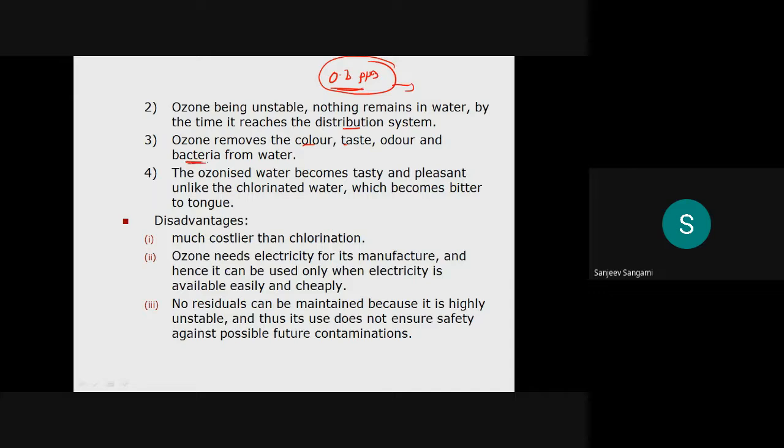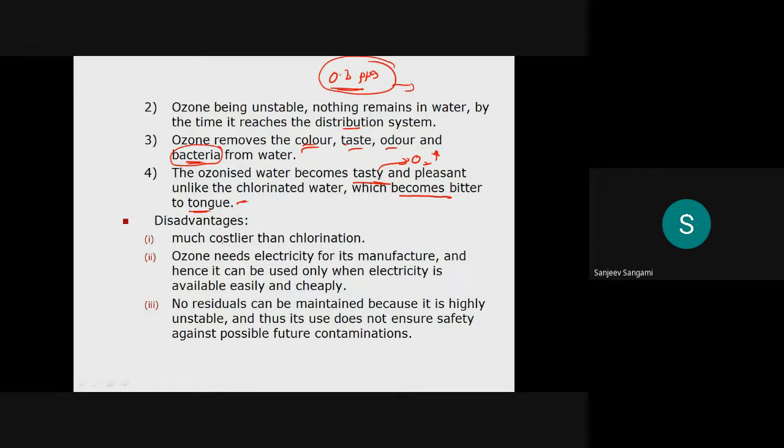Other than the pathogens, of course, it is a very good disinfectant. Other than this, it is going to remove color, taste, as well as the odor. The ozonized water becomes tasty and pleasant, unlike the chlorinated water, which becomes bitter and tainted. Normally, the ozonated water will be tasty because the oxygen content is going to increase. But if you add more chlorine, you will come to know that chlorine is added. Slightly it will be bitter to the tongue. Sometimes eye irritation will start. So that kind of symptoms you cannot observe in the ozonized water.